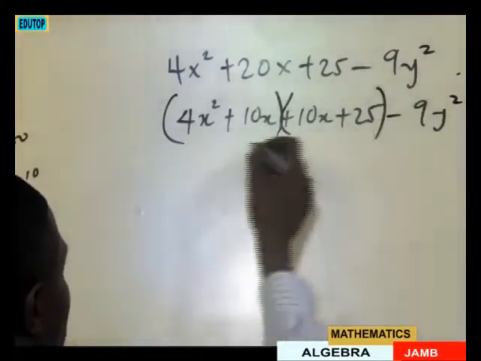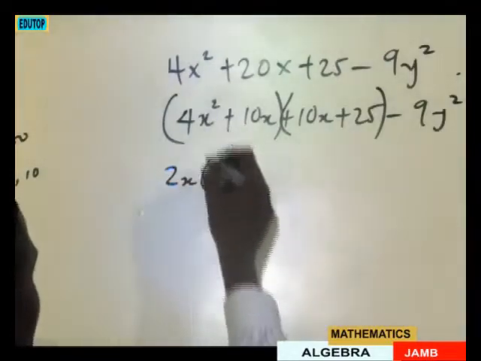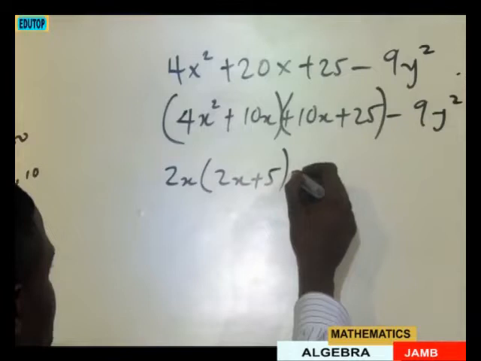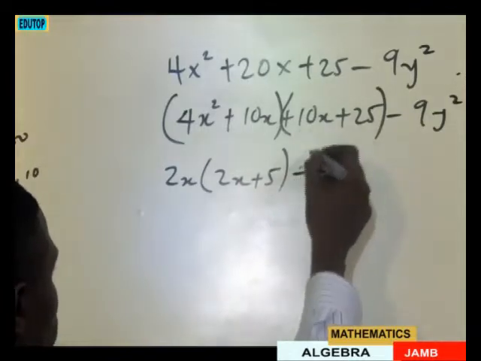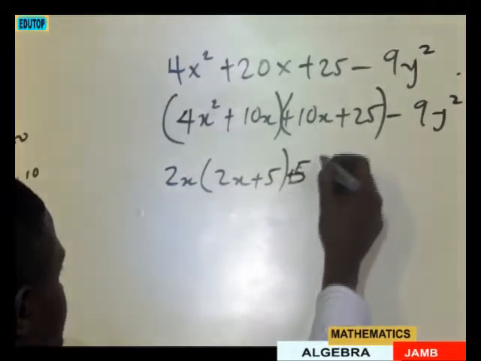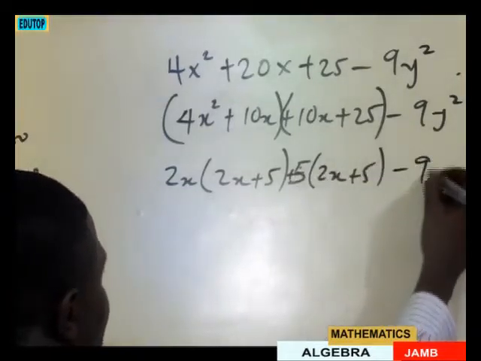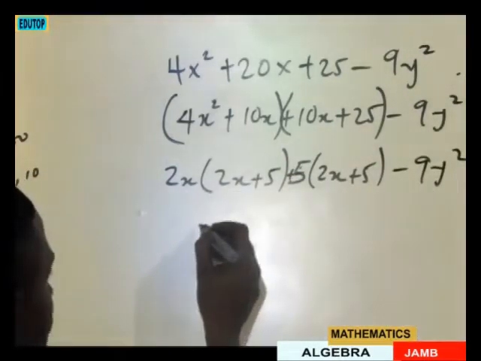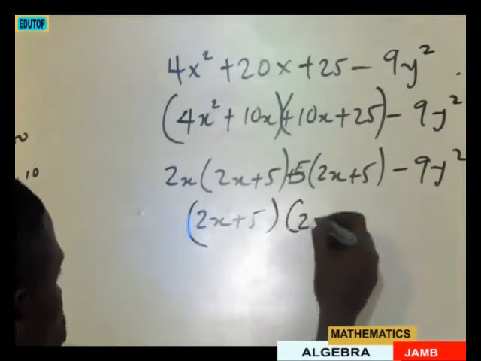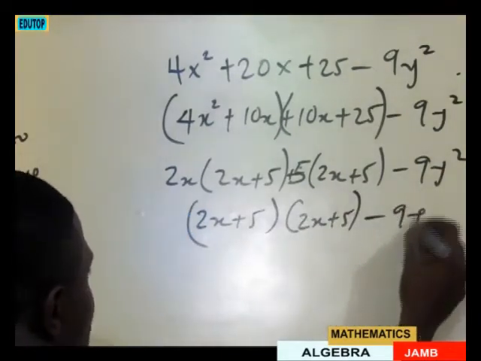In this situation, I want to dissect this. So this one, what is common here? 2x is common. Then I have 2x plus 5. Then 2x is also common here. Now, what is common here? 5 is common here. Then you have 2x plus 5. Then minus 9y squared. So let's simplify this. I will have 2x plus 5, then 2x plus 5 minus 9y squared.